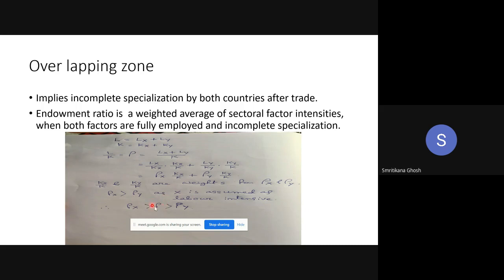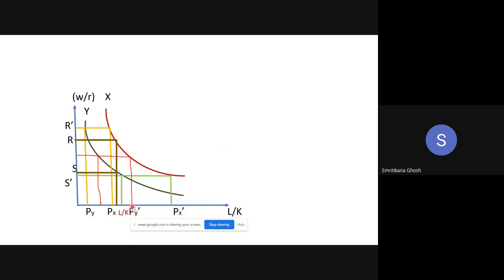Tau is within tau x and tau y, and here it is. Your tau y is here and your tau x is here. So your tau is within this range. So this is possible. The incomplete specialization is possible. Is it okay?